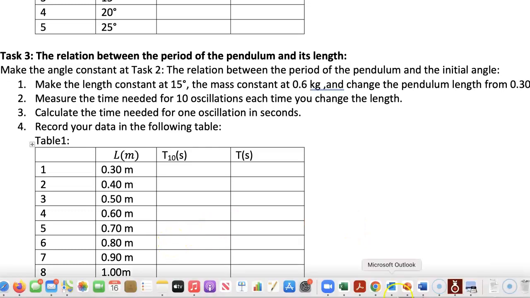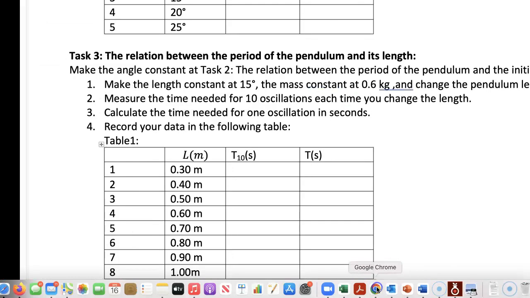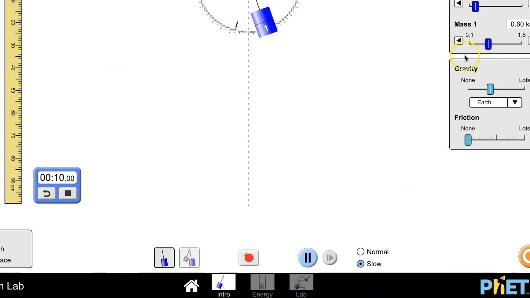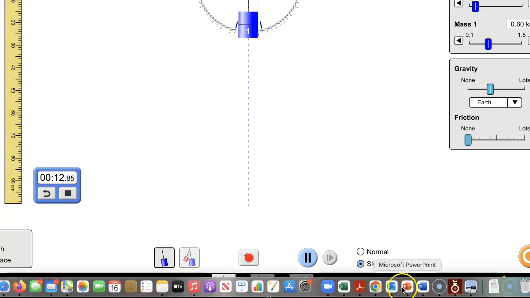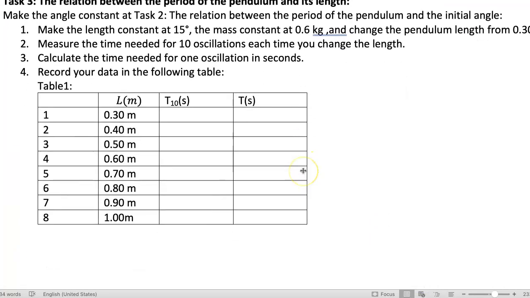And every time you are going to measure the period for 10 oscillations, and then you are going to record it and calculate also what is really the time for 1 oscillation, then change the length to 0.4, do it again, and go on. Now this is really, I will say, task number 3.